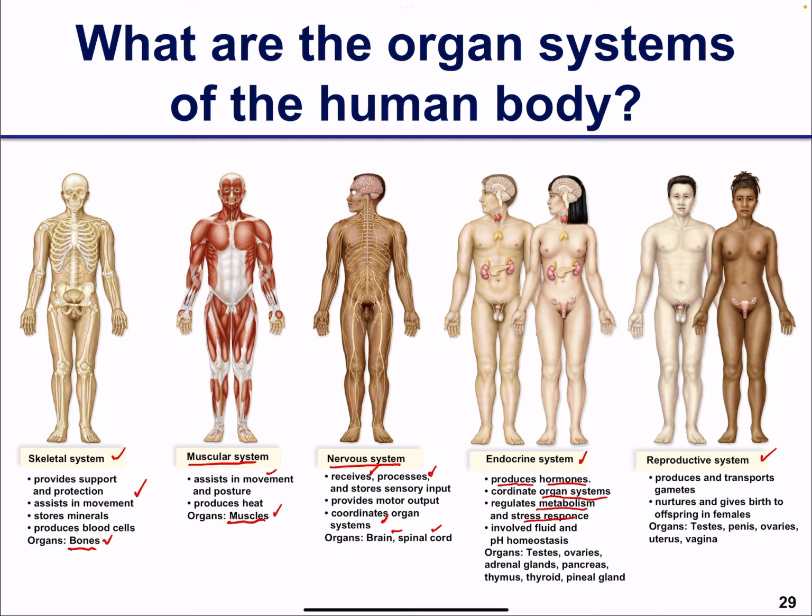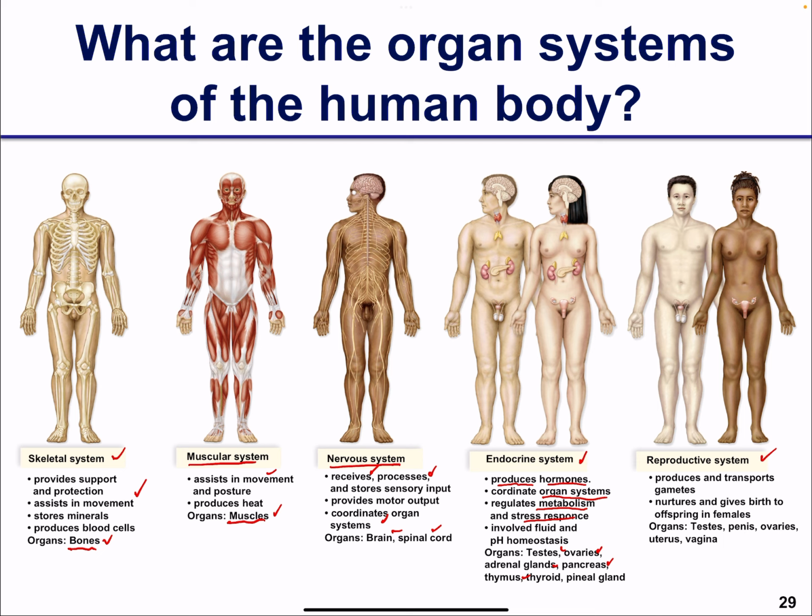Some organs are going to be the testes, ovaries, adrenal glands, pancreas, thyroid, thymus, pineal gland. You're also going to have the hypothalamus, just to name these organs.